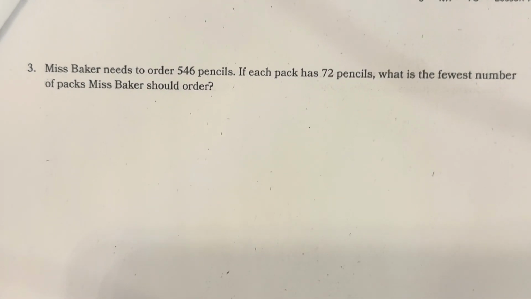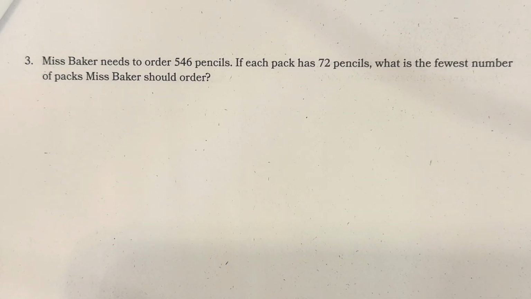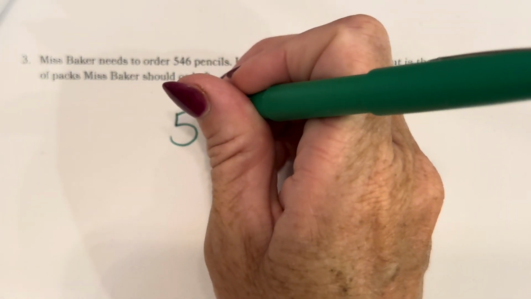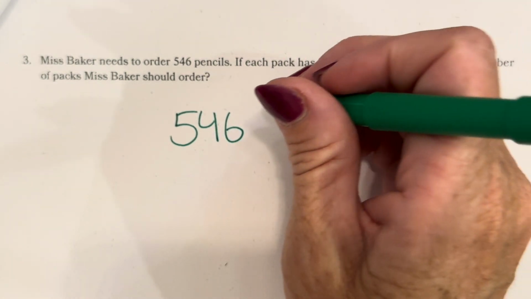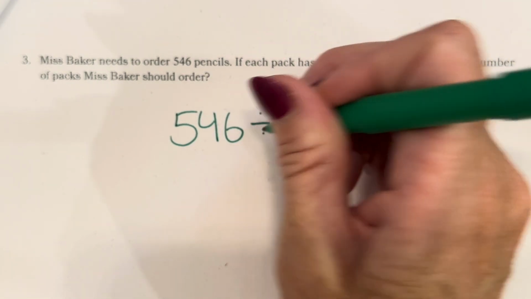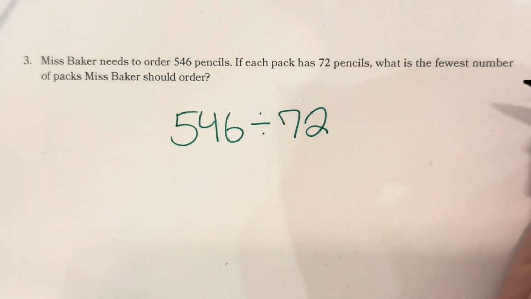Okay, our problem this time says, Miss Baker needs to order 546 pencils. Each pack has 72 pencils. What is the fewest number of packs Miss Baker should order? Okay, so we have 546 pencils, and they're going to be divided into packages of 72.